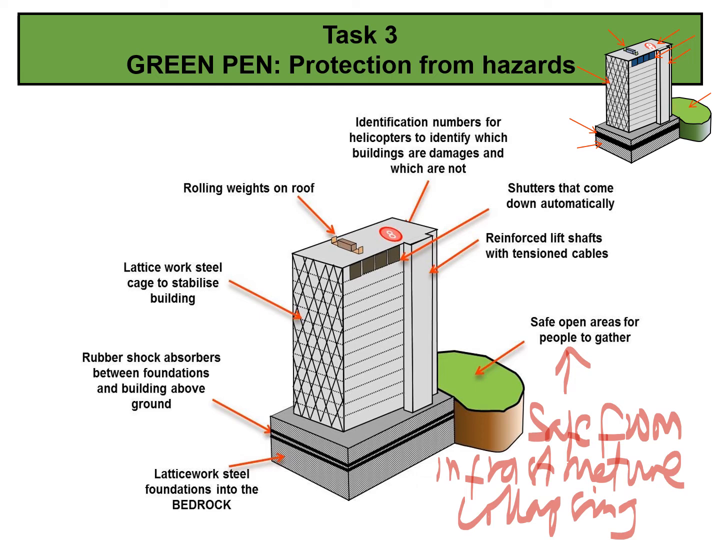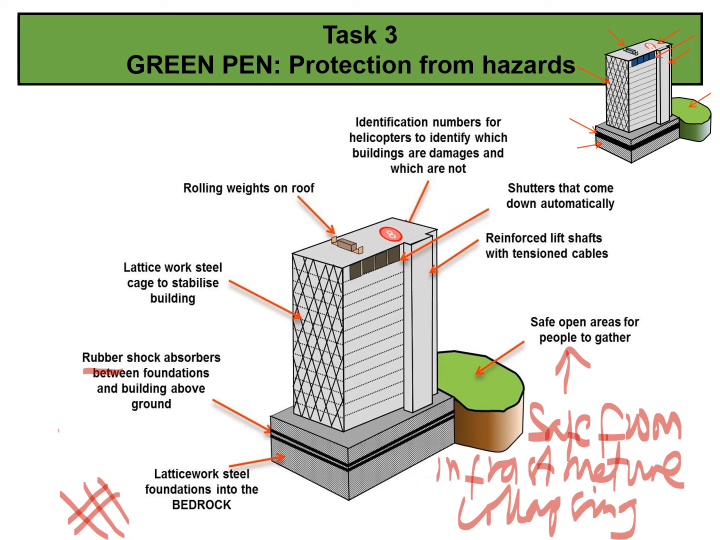They have this lattice steelwork, so this steelwork is going to be much more secure than steelwork that looks like this. So by making these very strong foundations, that will mean that the building is more secure and then less likely to collapse. They also have rubber, so they're using a variety of different materials to try and solidify and strengthen this building.